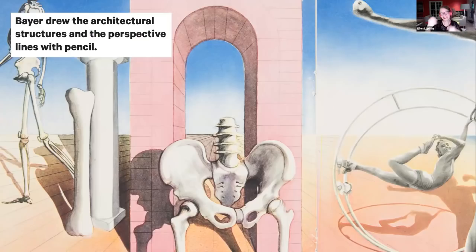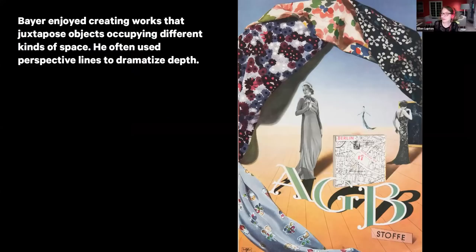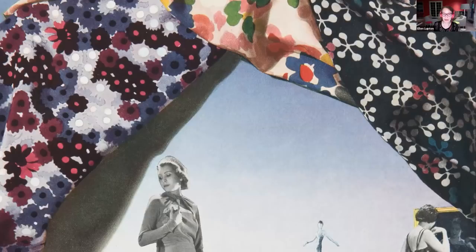There are these hand-drawn perspective lines and architectural details. It's really illustration and photomontage together. And then the whole effect is, it kind of goes together when you step away from it. And he would use that technique in a lot of his advertisements, which are really cool from that period.